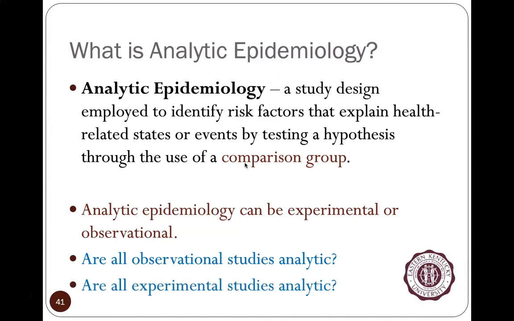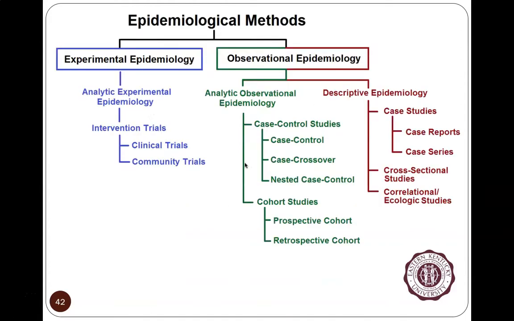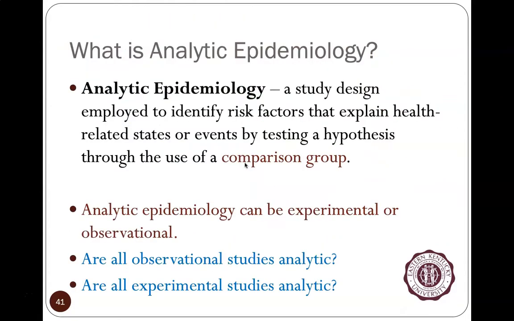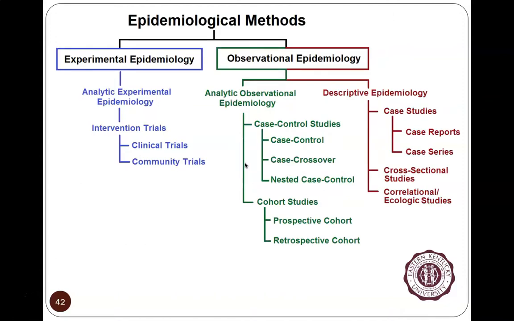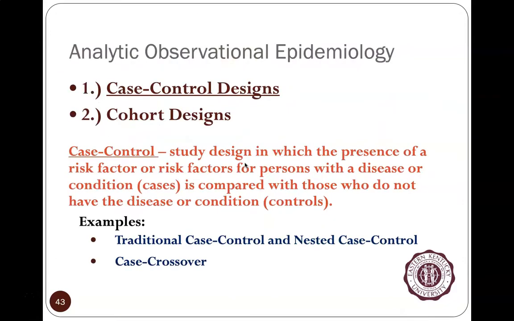We don't always compare against groups. And pretty much all experimental studies, though, if they choose to do the analysis and compare groups, they would be analytic. Don't worry too much about whether or not something's analytical or not. We're not going to go into too much detail about that. All right, so the two major analytical observational designs are case control designs and cohort designs. And there are some unique types of case control designs, like the nested case control design and the case crossover. We'll talk more about those later in this video.